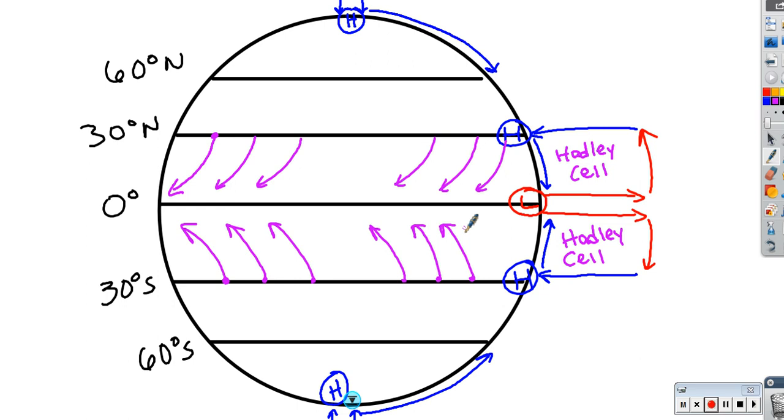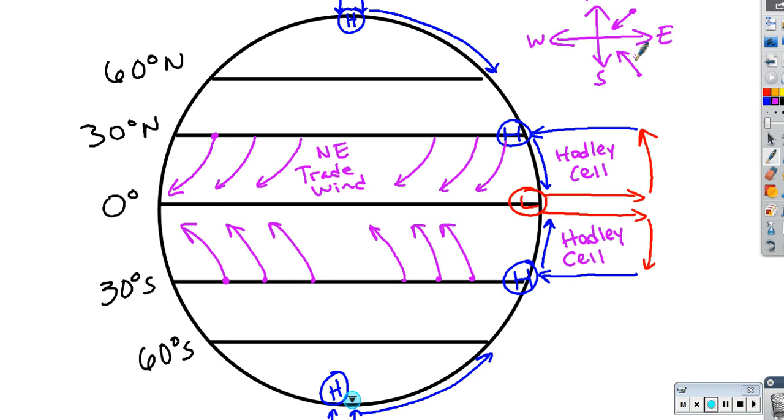So they're easterly winds. So these are called the northeasterly. If we look at our compass, north, south, east, west, because the winds are coming from this quadrant, right, and they're moving in this direction, it's a northeasterly wind. So northeasterly trade wind. And then these winds are moving this way, so they're moving from the southeast. So these are southeasterly trade winds.